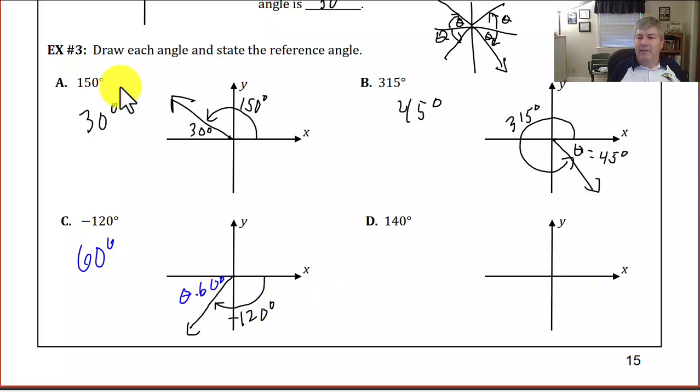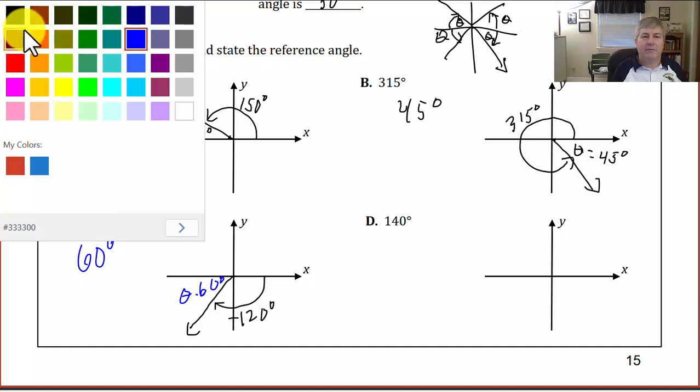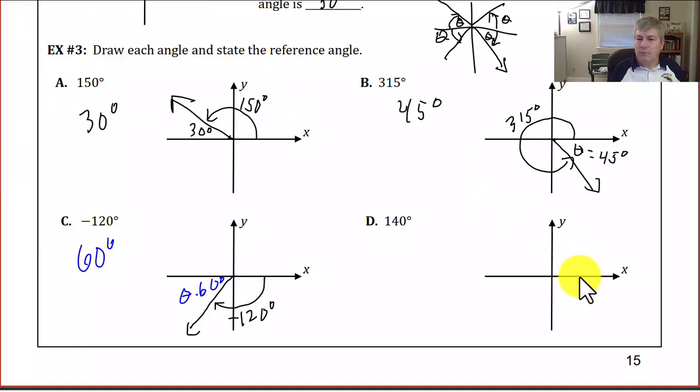And finally in D, 140 degrees. We're going to rotate 90 and another 50 into the second quadrant. So I have a 140 degree angle. I'm 40 degrees short of a half revolution. And my reference angle then is 40 degrees, in the second quadrant.